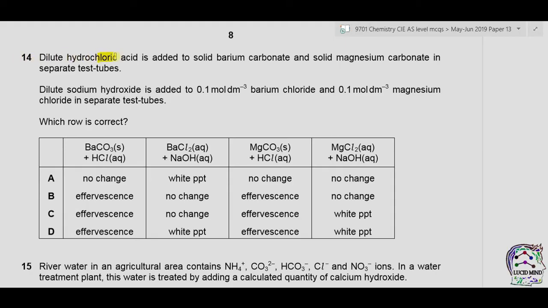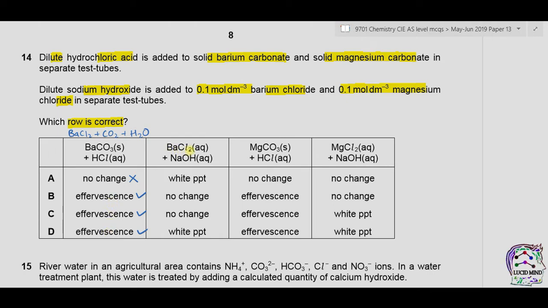Question 14. Dilute hydrochloric acid is added to solid barium carbonate and solid magnesium carbonate in separate test tubes. Dilute sodium hydroxide is added to 0.1 mole per decimeter cube barium chloride and 0.1 mole per decimeter cube magnesium chloride in separate test tubes. Which row is correct? First one is the reaction of barium carbonate with HCl. So the product will be barium chloride plus carbon dioxide gas plus water. So A is incorrect, it could be B, C or D. As carbon dioxide has been produced, so we can write effervescence is observed.